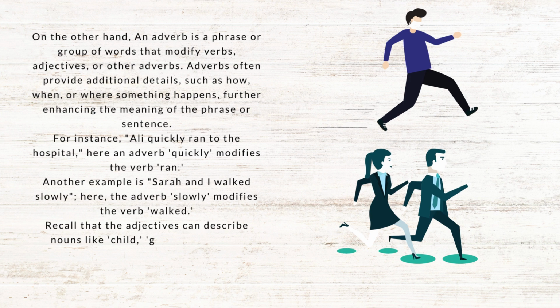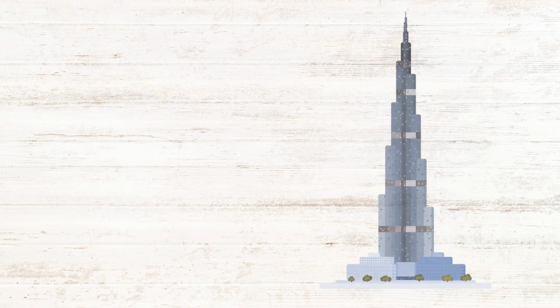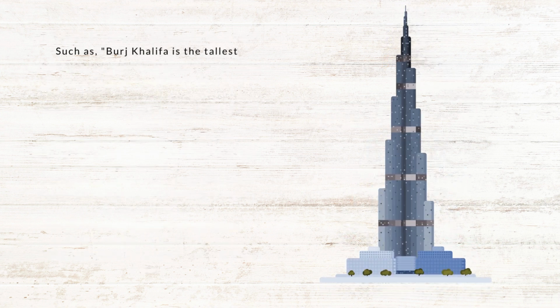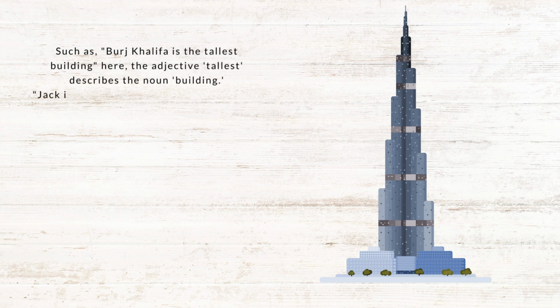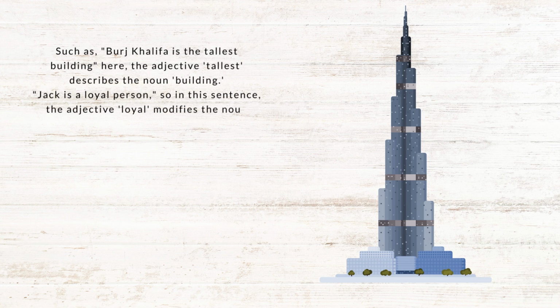Recall that adjectives can describe nouns like child, girl, and boy and modify pronouns like we, it, they, and so on. Such as, Burj Khalifa is the tallest building here. The adjective tallest describes the noun building. Jack is a loyal person, so in this sentence, the adjective loyal modifies the noun person.